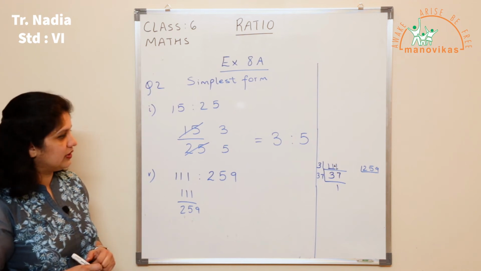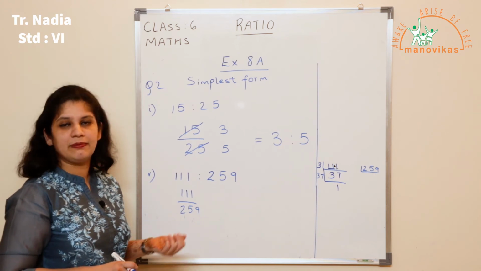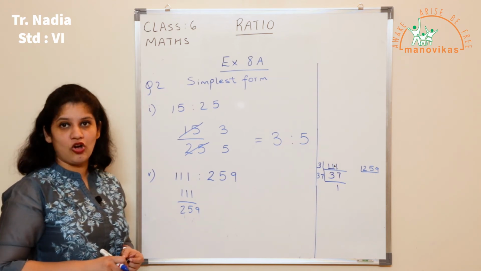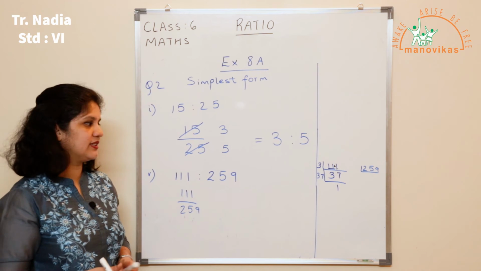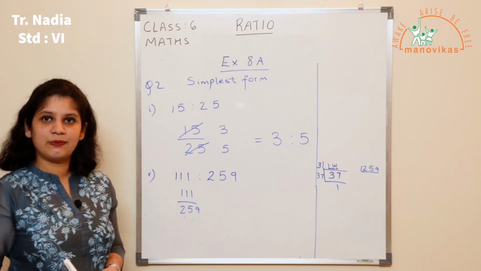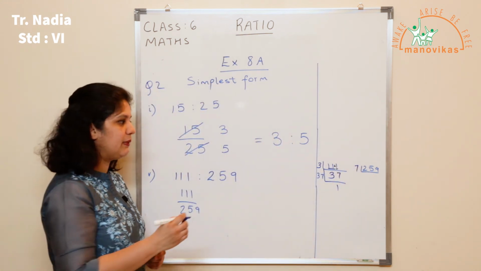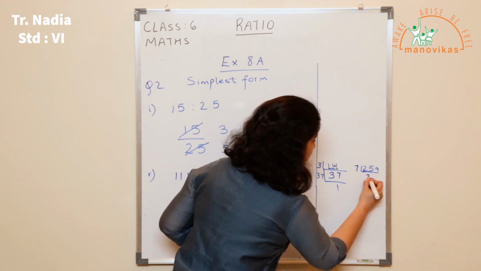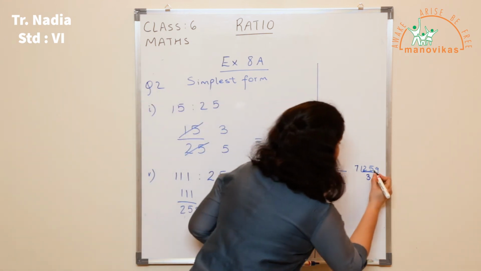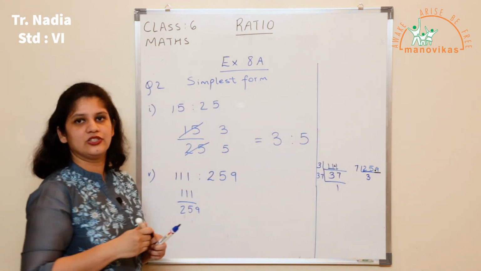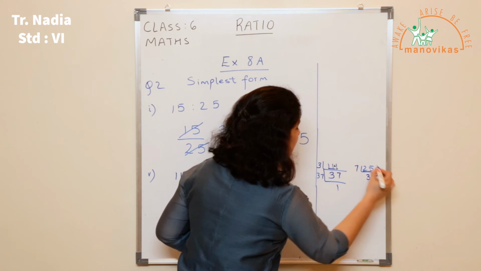259. I cannot make use of the 2 table. Let me see if I can make use of the 3 table. 2 plus 5 is 7, 7 plus 9 is 16. No, 16 is not a multiple of 3, so I cannot make use of 3. I cannot make use of 5 also because it's ending with 9. Let us try the next prime number, 7. Closest to 25 in the 7 table would be 7 3s are 21. So I have 22, 23, 24, 25, 4 extra. I can put the 4 with the neighboring digit, which now becomes 49. 49 in the 7 table? Yes, 7 7s are 49.